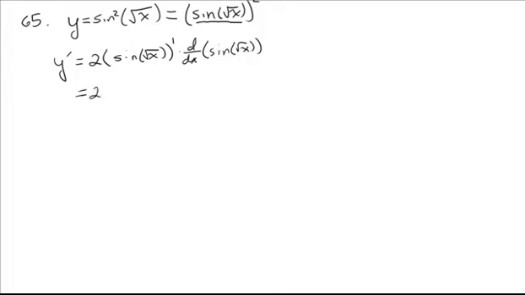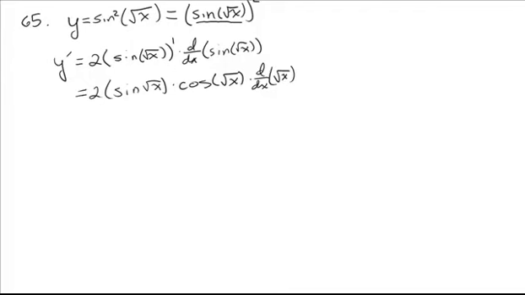So we have 2, this part's done, sine of square root of x to the first, we don't need to write the 1. Now we're going to do this via chain rule. Outside function sine, inside is radical x. Derivative of sine is cosine. Leave the inside alone. And now times the derivative of the inside, which is square root of x.